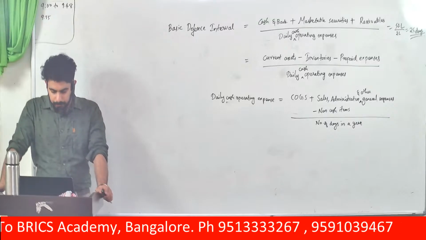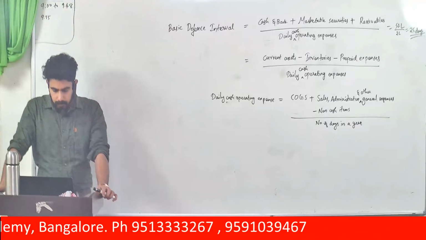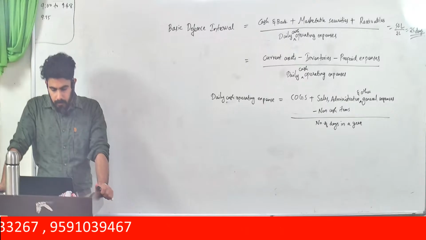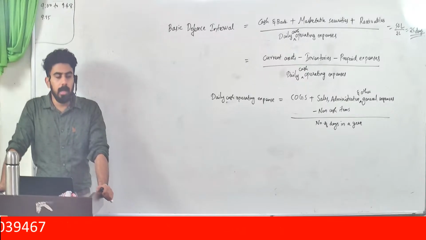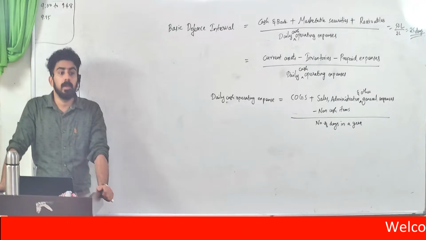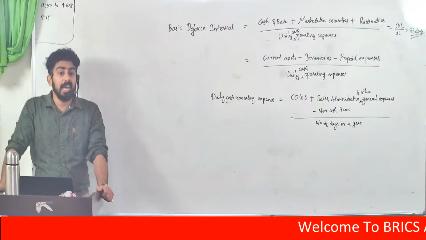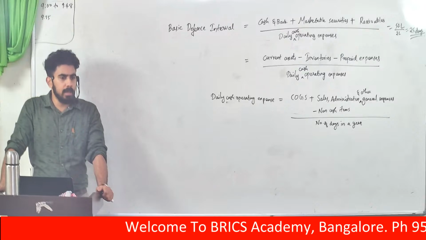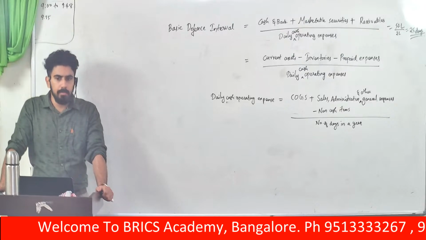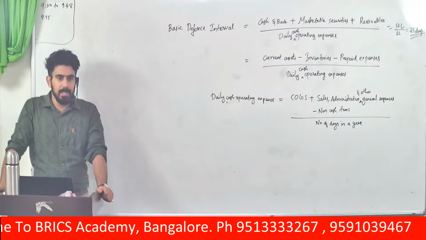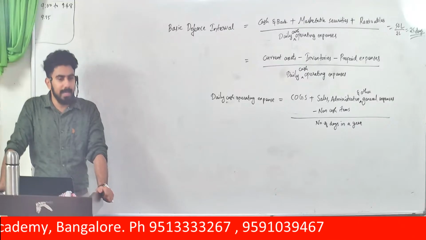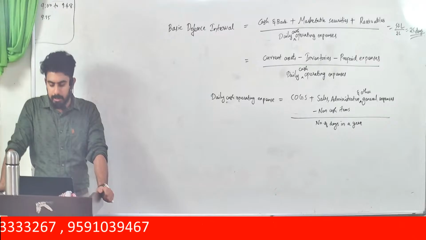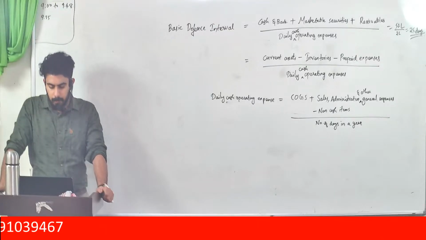Net working capital. What is net working capital? Current assets minus current liabilities. So guys, current ratio and net working capital are similar: one is division, one is subtraction. Not the same. Right, net working capital is equal to current assets minus current liabilities.